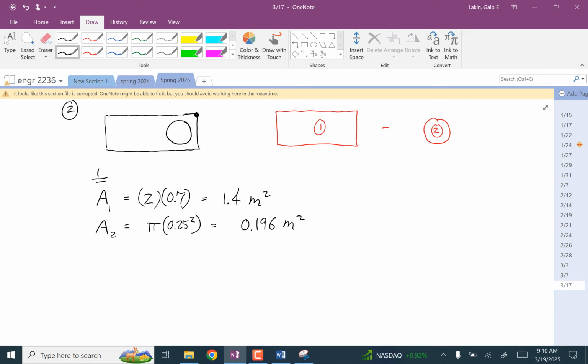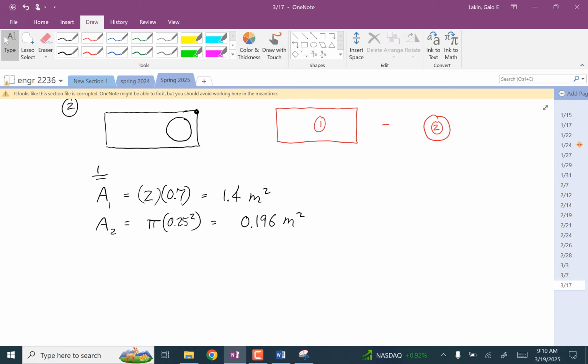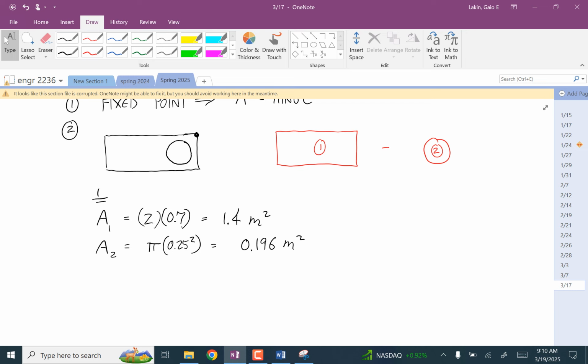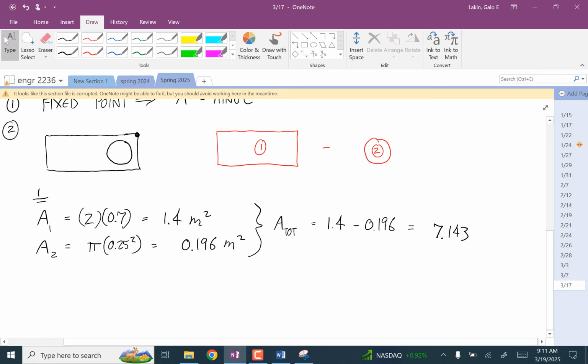And so what we know is that the total area is 1.4 minus 0.196. No, that doesn't make any sense. 1.4 minus 0.196 is 1.204.